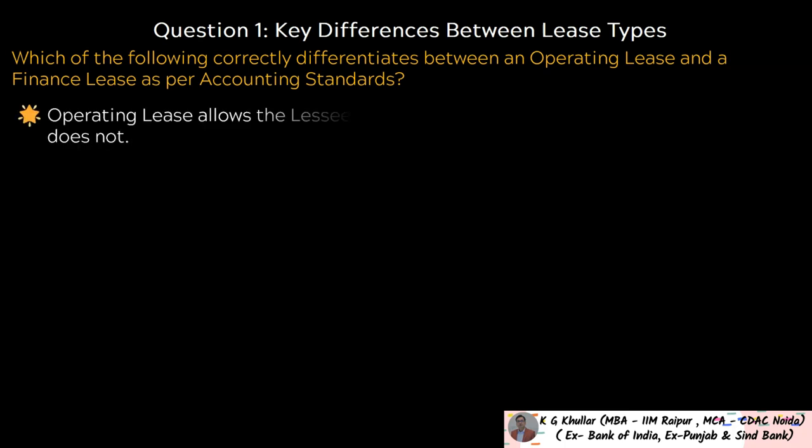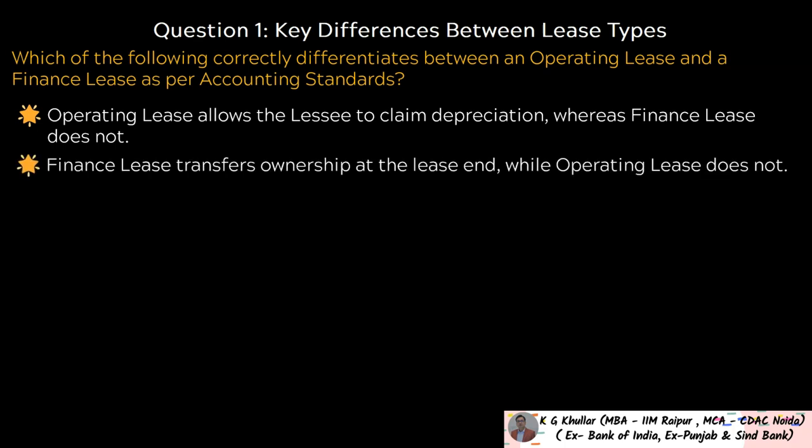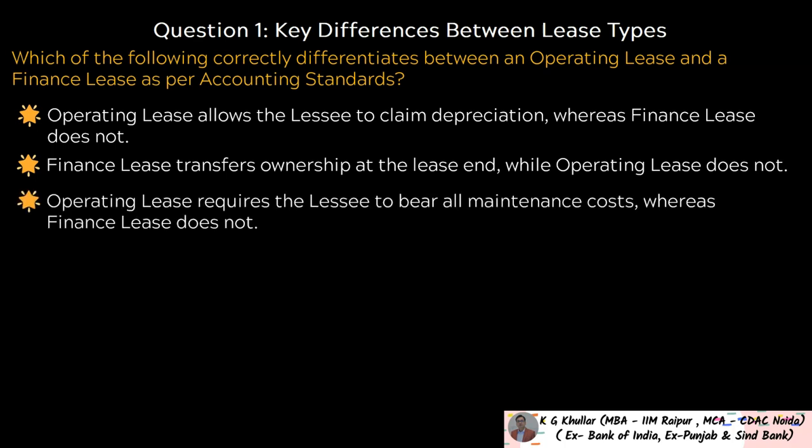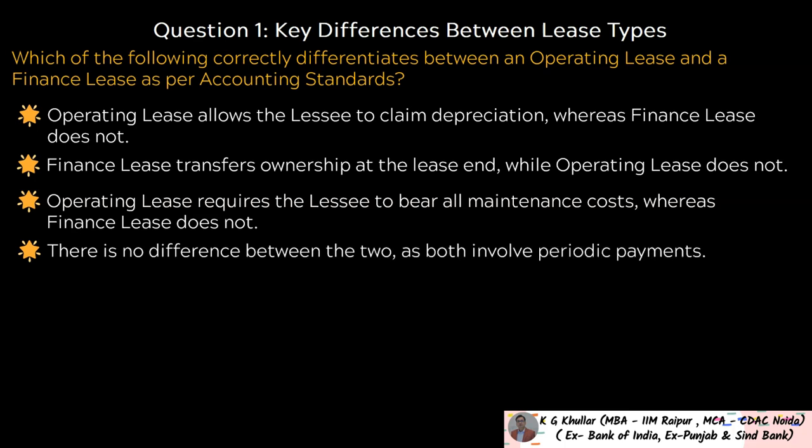That is, first option A is, operating lease allows the lessee to claim depreciation, whereas finance lease does not. Then second option B is, finance lease transfers ownership at the lease end, while operating lease does not. Then third option C is, operating lease requires the lessee to bear all maintenance costs, whereas finance lease does not. And lastly, option D is, there is no difference between the two as both involve periodic payments.